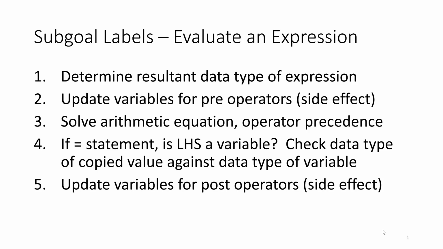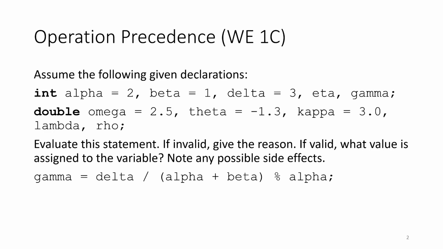This is the next worked example using subgoal labels to evaluate an expression in the Java programming language. In this worked example, we will be looking at more complicated operator precedence. The problem statement: assuming the following given declarations, evaluate this statement. If it is invalid, give the reason. If it is valid, what is the value assigned to the variable, and note any possible side effects.